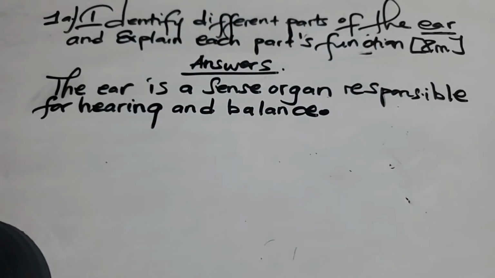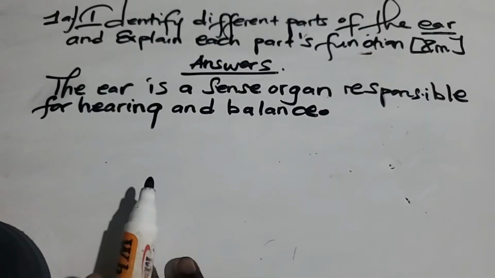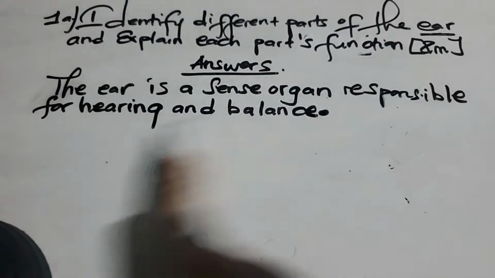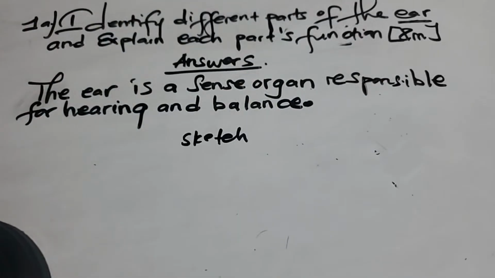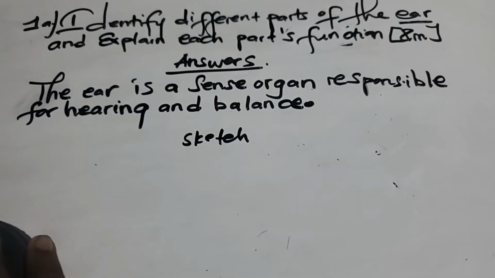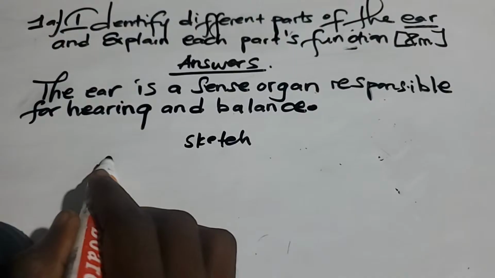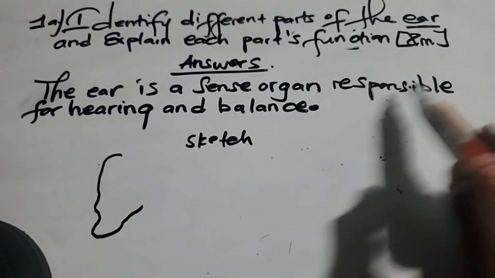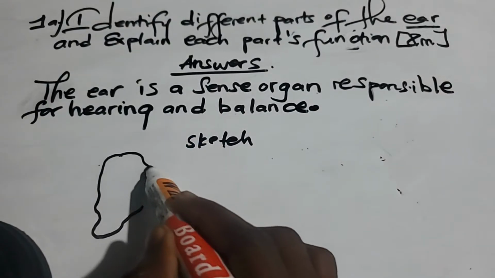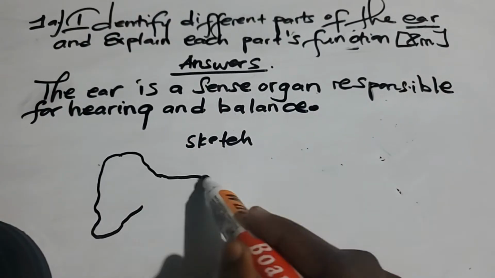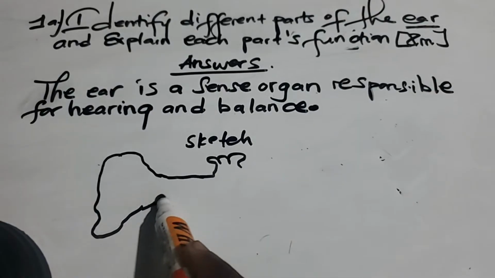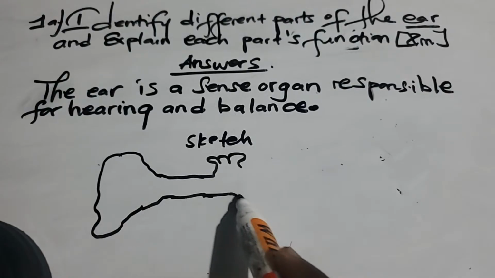This is how you get to write. Then after writing this first part, you come up with a sketch, or rather a rough drawing. So let me say it will appear to be like this. You just come up with a simple sketch of the ear. Just a simple one. You will just end up doing like this. A simple sketch of the ear.